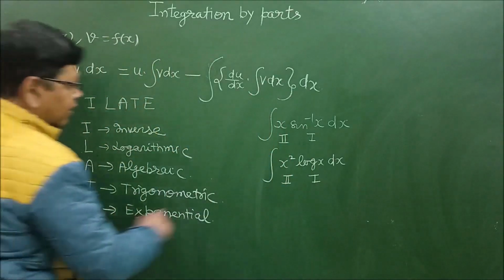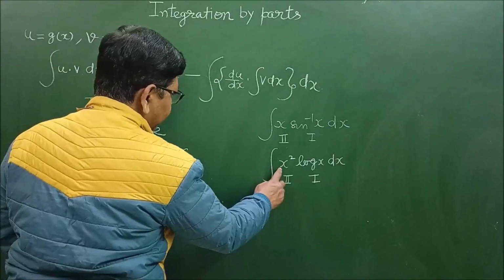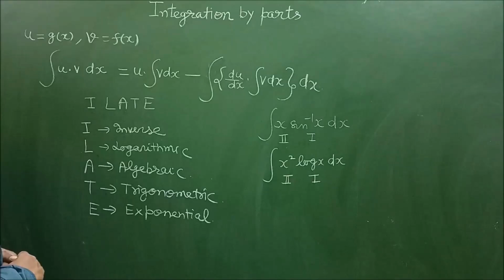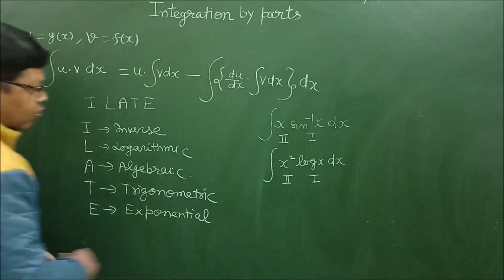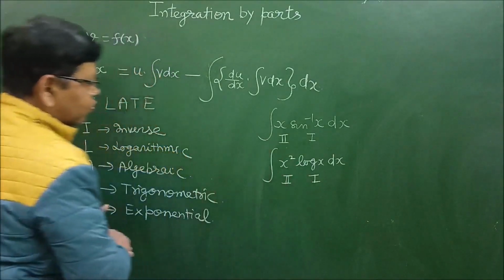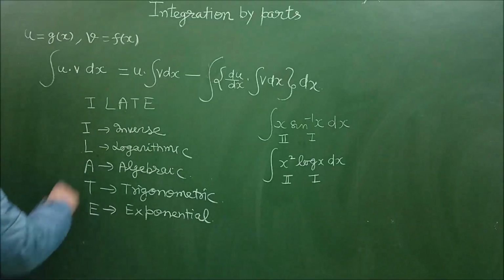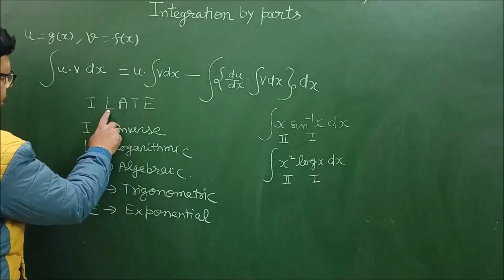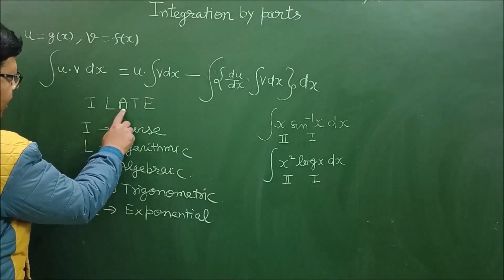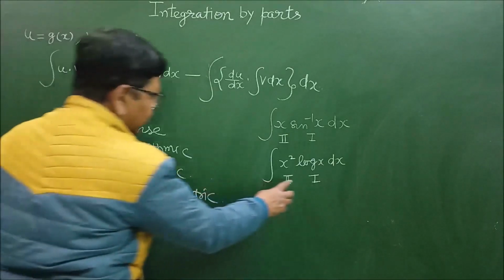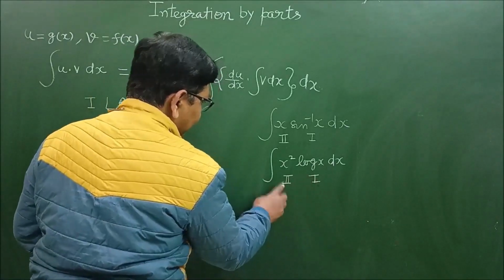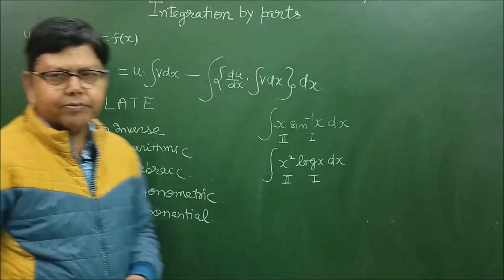Now in the second example, the integral of x square log x dx, in this integrand there are two functions, log x and x square. Now the log function comes first and the algebraic function comes later, meaning the log function is first and the algebraic function is second. So here we have taken this as the first function and this as the second function.